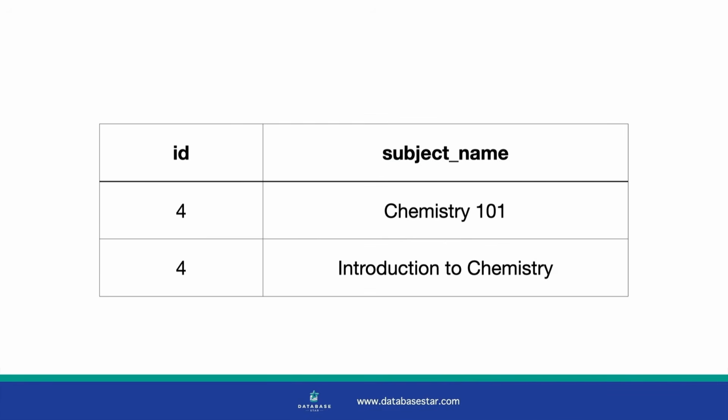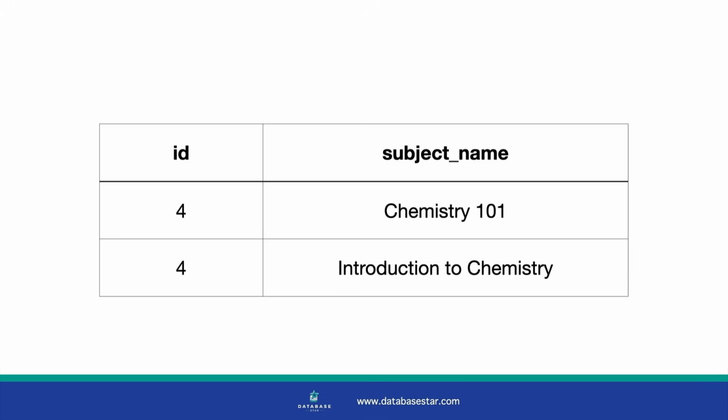Let's say you have a table in a database. This table stores information about subjects that are available in a university or college course. There are two records shown here. They both have the same ID value, which indicates they are the same subject. However, the name of the subject is different. One says Chemistry 101 and the other is called Introduction to Chemistry.